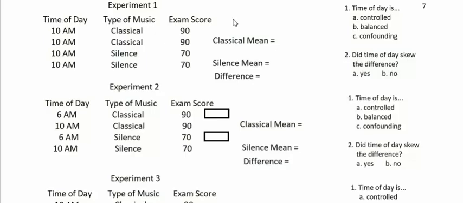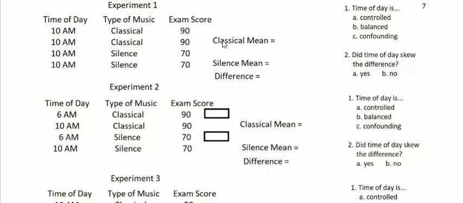On this last page, I just have a few other practice questions. So here we have an imaginary experiment in which we're looking at the effect of classical music on exam scores. So what do you need to do? We have a classical group and a silence group. One group is listening to classical, one group is listening to silence, and everyone's taking an exam. And time of day is the same for everyone.